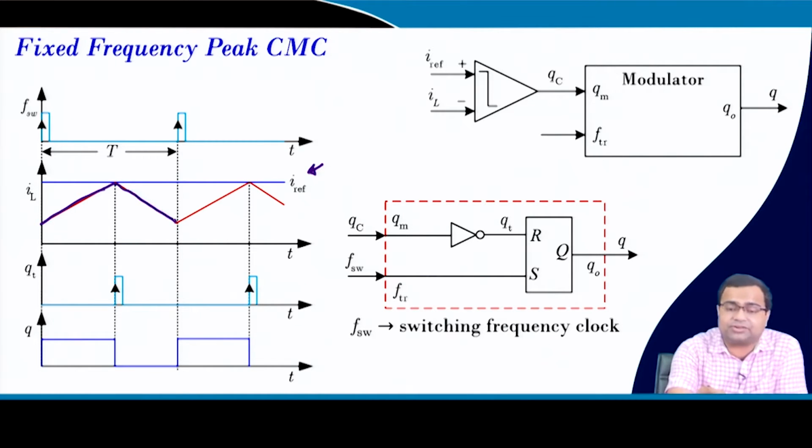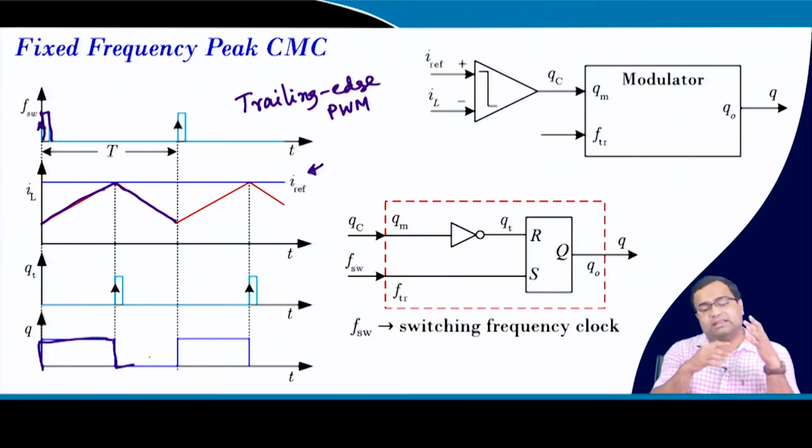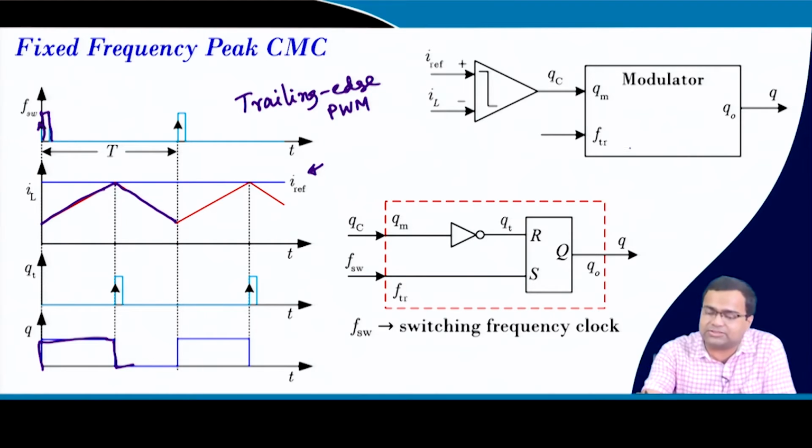So, it is under trailing edge modulation, which we have discussed multiple times. It is trailing edge PWM, where the switch turns on at the rising edge of the clock, and the switch turns off whenever the comparator detects that the inductor current has hit the peak current limit. The modulator structure will look like this in peak current mode control.